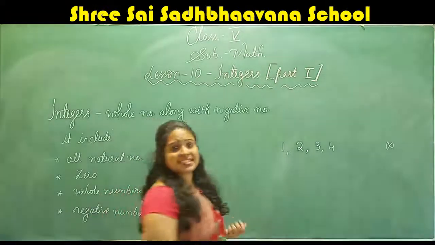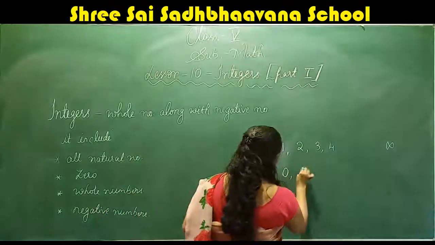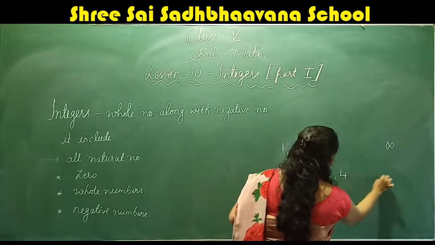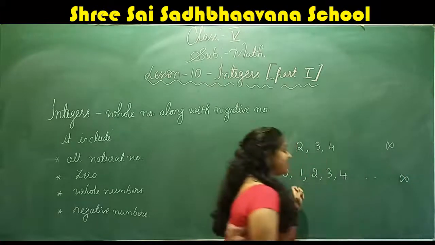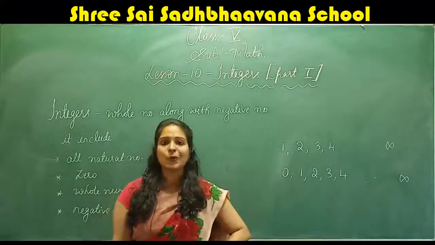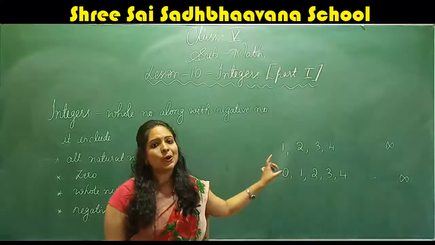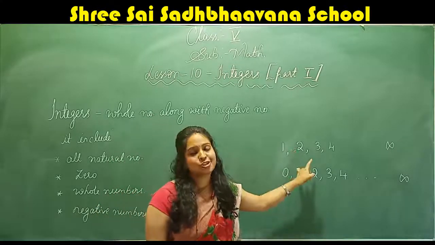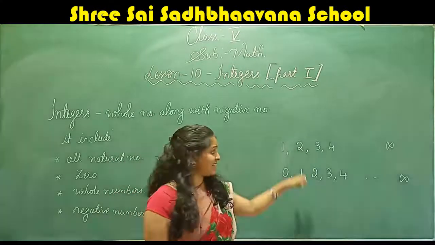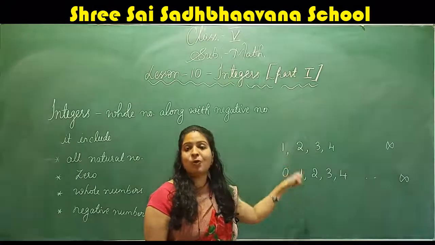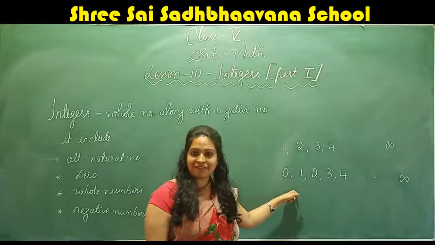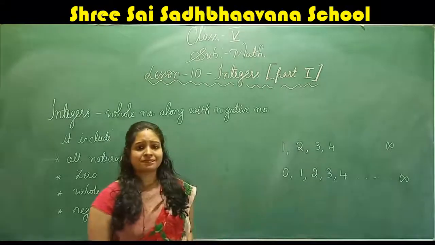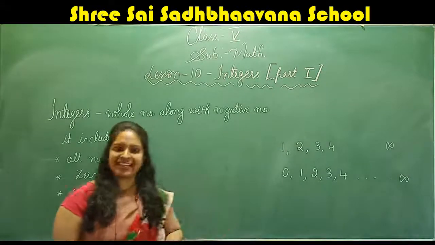And the numbers which start from 0, 0, 1, 2, 3, 4 and so on till infinity are known as the whole numbers. Understood? So this is the difference between natural numbers and whole numbers. In natural numbers there is no zero, but whole numbers start with zero. Understood? So here let us see the meaning of integers.